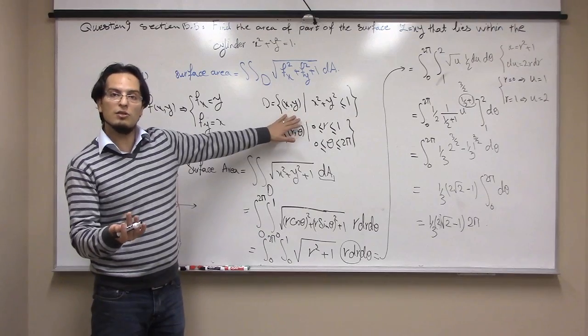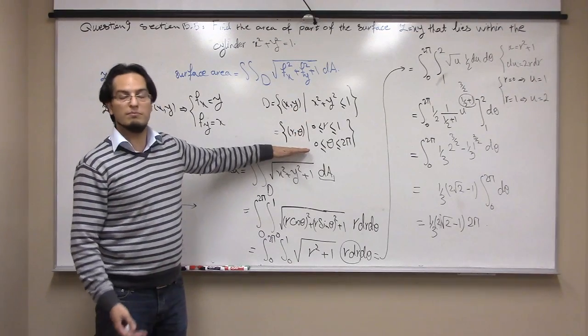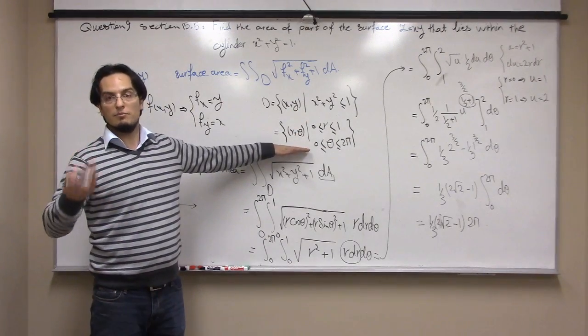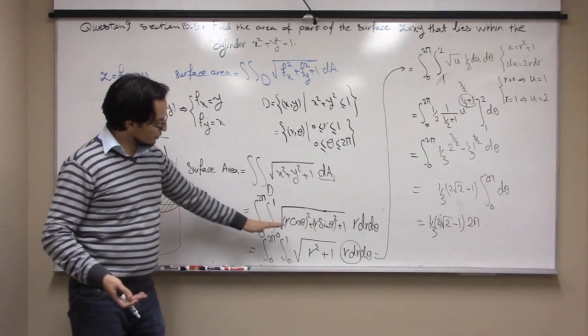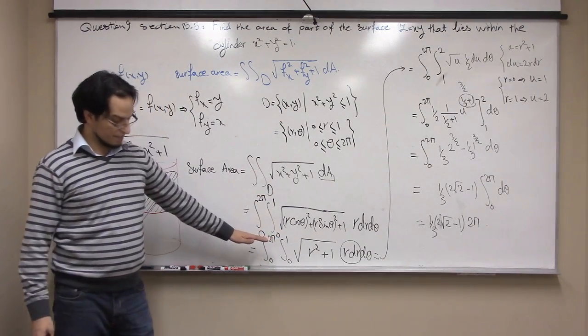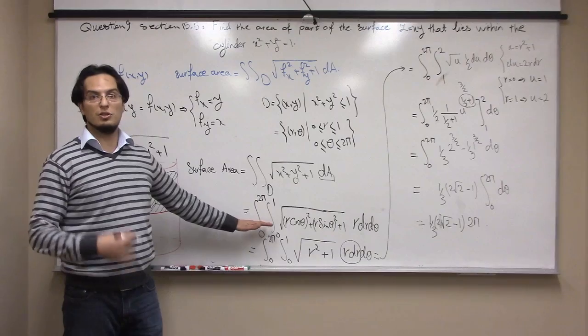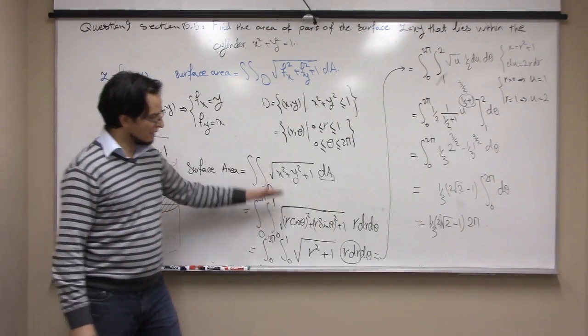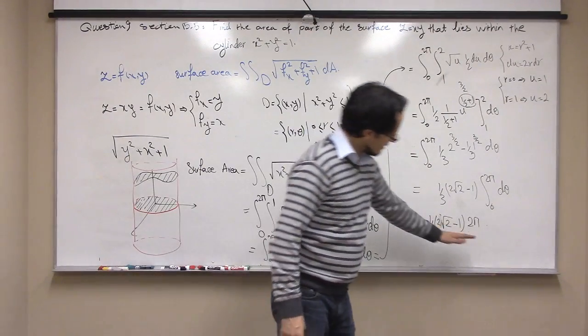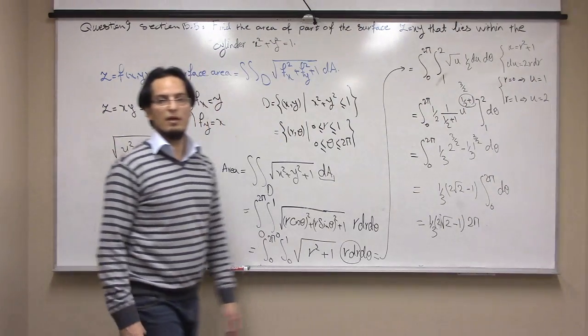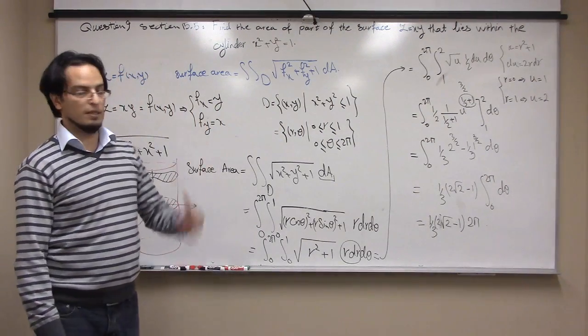Since it's circular, I better write it in polar coordinates. I rewrote my double integral as an iterated integral in polar coordinates and evaluated that. And that's the surface area of that surface within the cylinder.